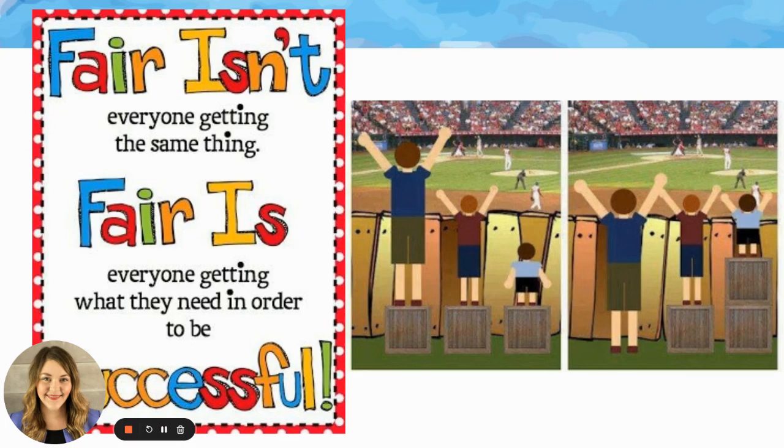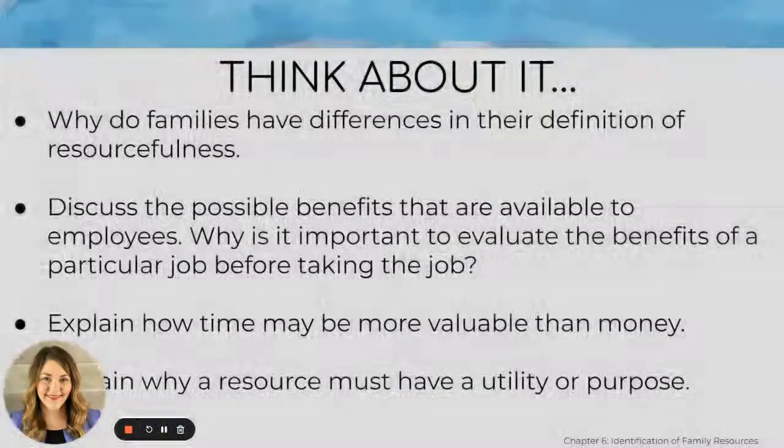If you look on the right image, you see that the child on the left-hand side doesn't have a box, the child in the middle has 1, and the child on the end, the far right, has 2. So now everyone is able to see. But you can see in this image, they don't all have the same thing, but they still have the same outcome. Everyone is able to see. So fair isn't everyone getting the same thing. Fair is everyone getting what they need in order to be successful. So take a look at that family on page 126.